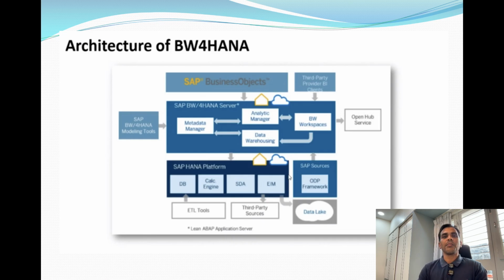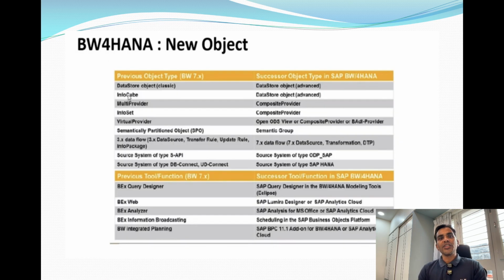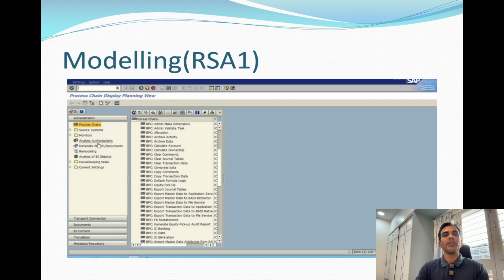These are the new objects which replaced the earlier ones in 7.0. We had the classic ADSO, but there are some changes in BW 4 HANA. These are the advanced, new objects that were replaced in BW 4 HANA.